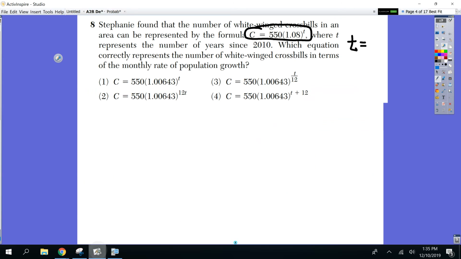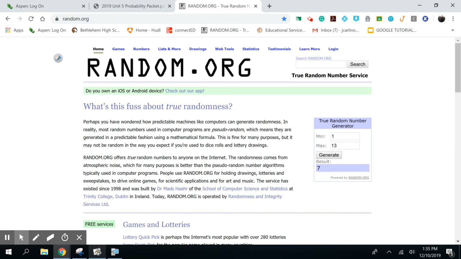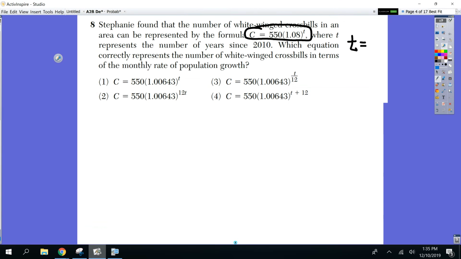Original. 6, what do you got? Choice 2, yep. Boom. All right, there you go, guys.